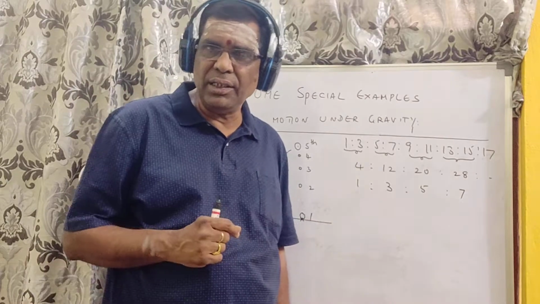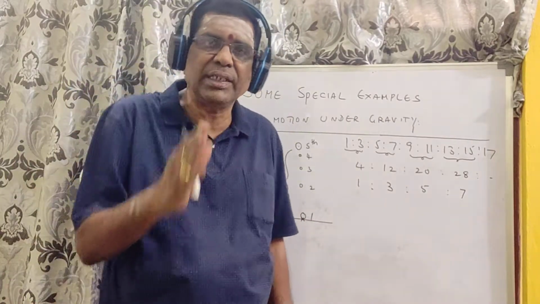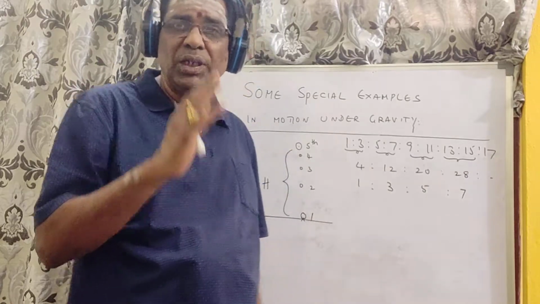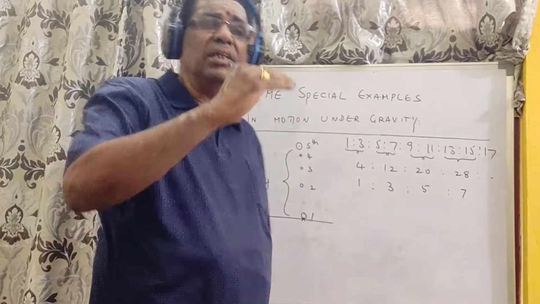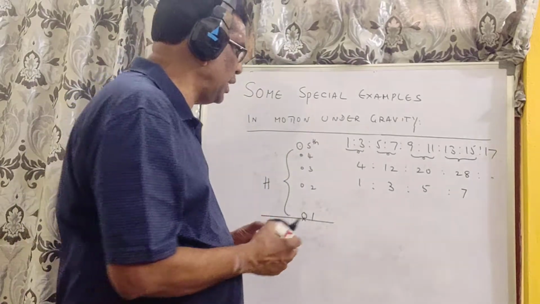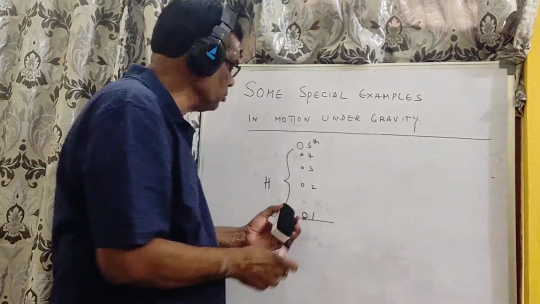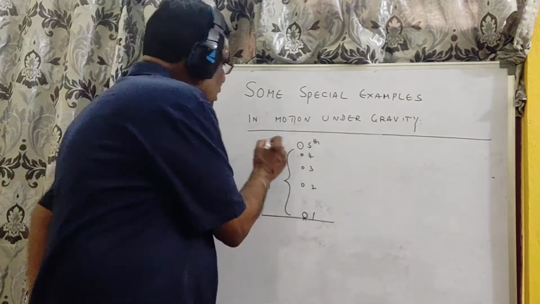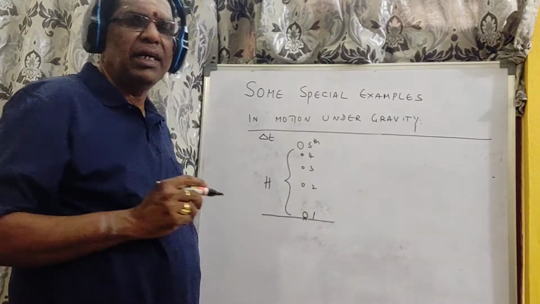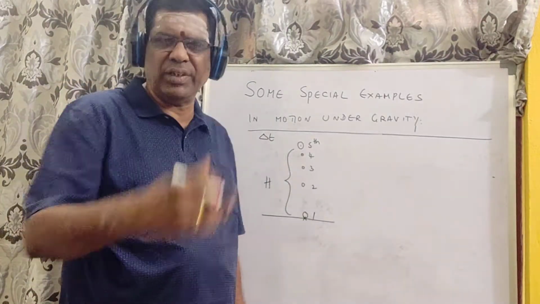Now, by analogy, this ratio is valid not only for successive 1 second intervals, but it is also equally valid for successive equal time intervals. The time interval must be the same. So, how do we make use of this? If I take this interval to be delta t, you can do these kinematics problems in a number of ways.